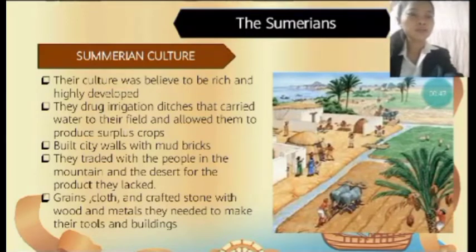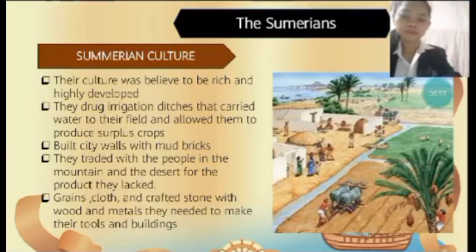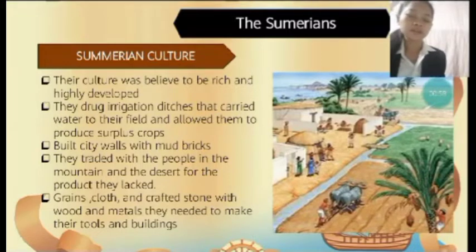Next is the Sumerians and their culture. The Sumerians built their cities in this fertile area of Sumer in the east. Their culture was believed to be rich and highly developed. Good soil was the advantage that attracted these settlers to the flat, swampy land of Sumer. However, they also had disadvantages in their environment, like the unpredictable flooding of the rivers.